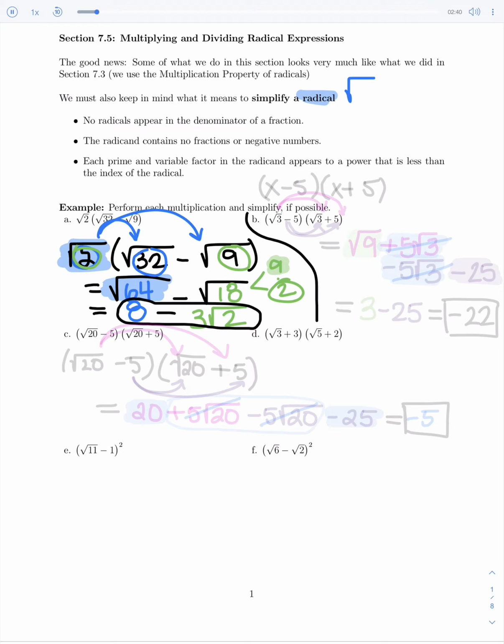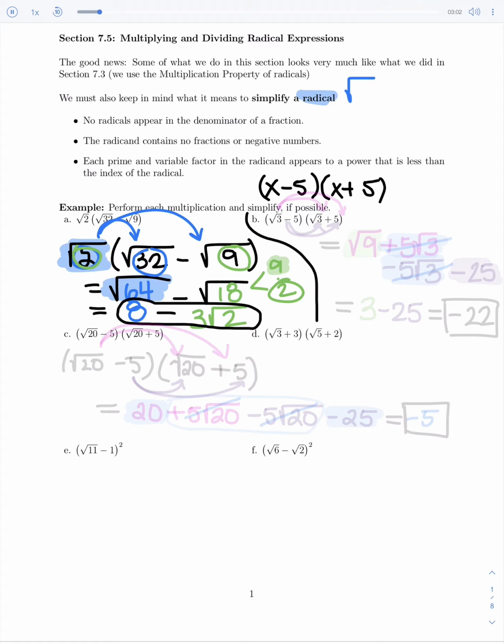Let's take a look at B. If you saw B, and let's say you weren't sure what to do, if you saw x's instead of square roots, so if you saw x minus 5 times x plus 5, you'd probably say without thinking, hey, I'm going to FOIL. Well, that's exactly what we're going to do here, is we're going to FOIL. So let's start off by doing that.